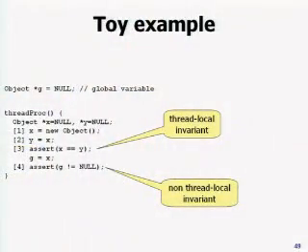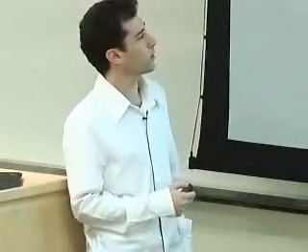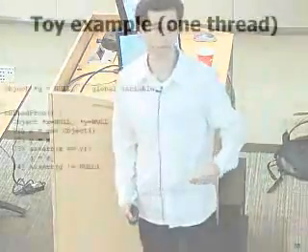So let me start with a toy example. In this example, I have a global variable g, and local variables x and y. What does this program do? It assigns a new object to x. It assigns x to y. Now I want to assert a thread-local invariant that whenever I get here, x is equal to y. Then I assign x to g. And then I want to verify this assertion, which is not thread-local. It talks about the global variable and says that g is not null. So this is a fine-grained concurrent program.